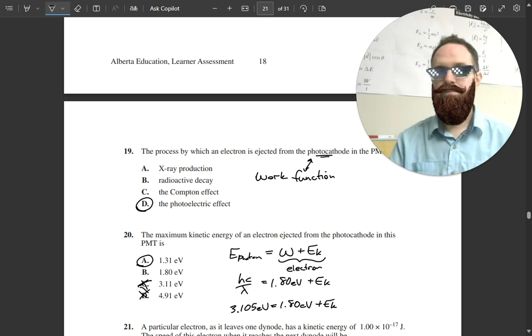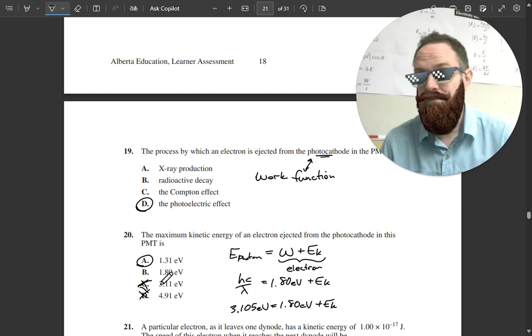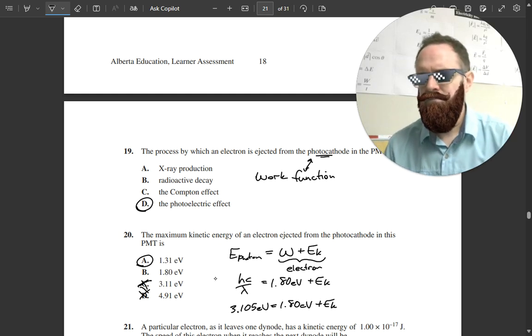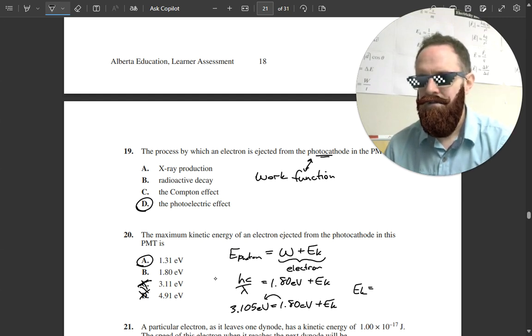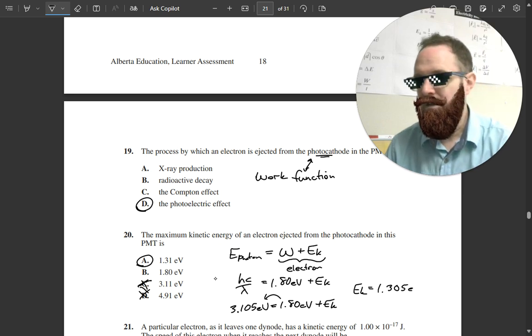So it's going to be 1. Actually, I probably should have just crossed off a lot of these. I didn't have to do any work for that. Could have just got A without a calculator. So I just minus this over, and I get my EK to be 1.305 electron volts.